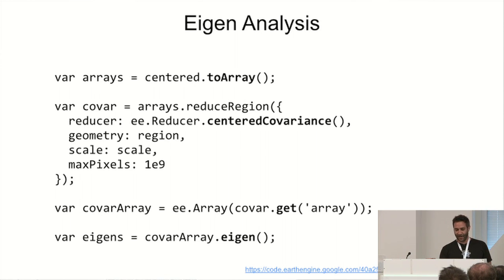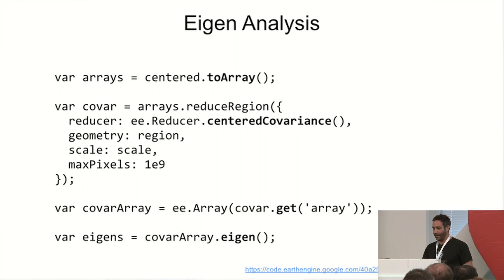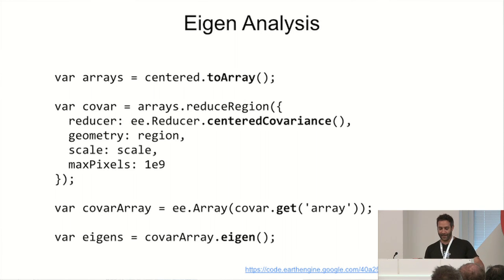So I'm just operating the centered covariance reducer over the entire image, say. This could be any region, but in this example, it's the entire image. Always specify scale. In this example, I believe it's 30. And you want to have enough pixels. What you get out of this is an object with a property called array, and that array is the covariance of all those pixels in the image, and we just cast it to array.